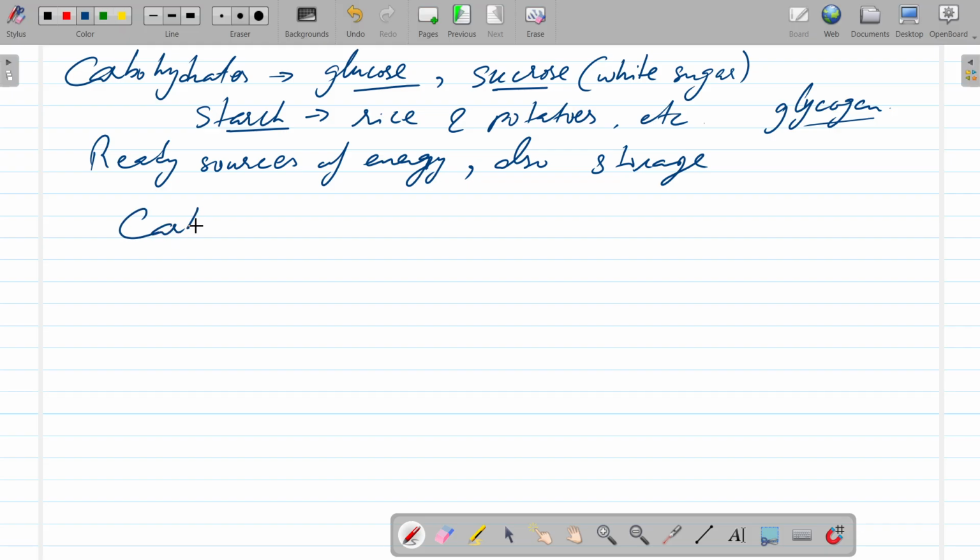Now, because they're organic molecules, carbohydrates are primarily, or in fact, only made up of carbon, hydrogen, and oxygen. So you don't have any nitrogen or phosphorus in carbohydrates. And as we just mentioned, we can have monosaccharides, disaccharides, and polysaccharides. So let's start with the simple sugars, the monosaccharides.